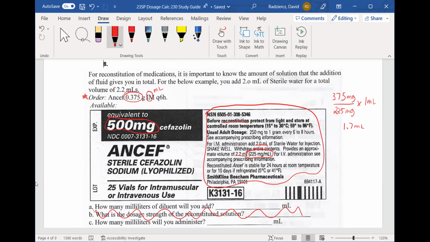So if you're going back and reviewing this, how many milliliters of diluent will you add? It says to add 2 milliliters of diluent. What is the dosage strength? That's ultimately what you're looking for, 225 milligrams per milliliter, and then you can solve. So it's just a stepwise way to answer this question, but no, it won't look like this. Yep, you're welcome.